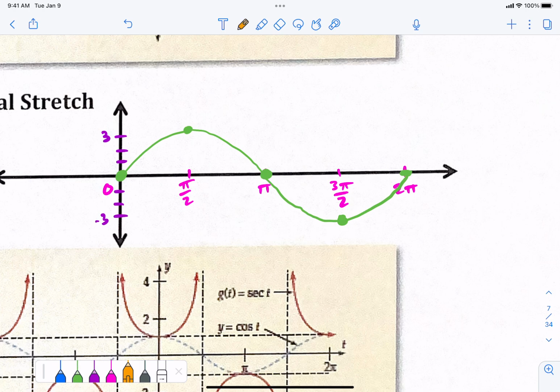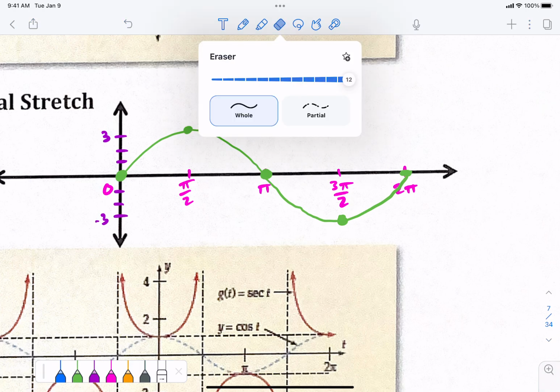Isn't it negative? It's the opposite. Oh, you go down. I did that yesterday too.